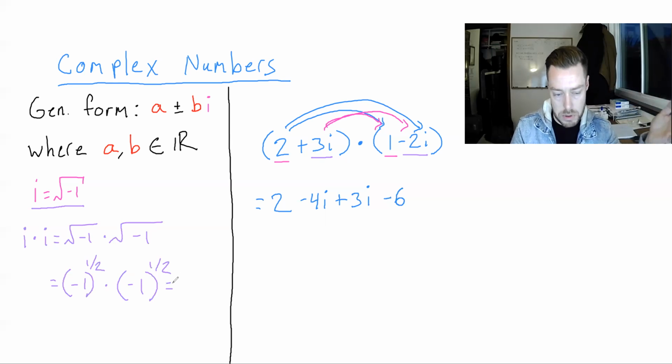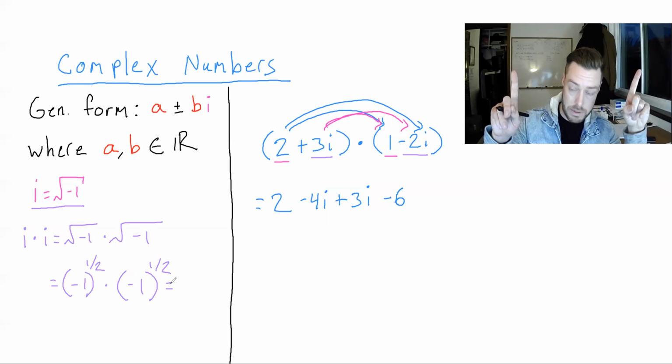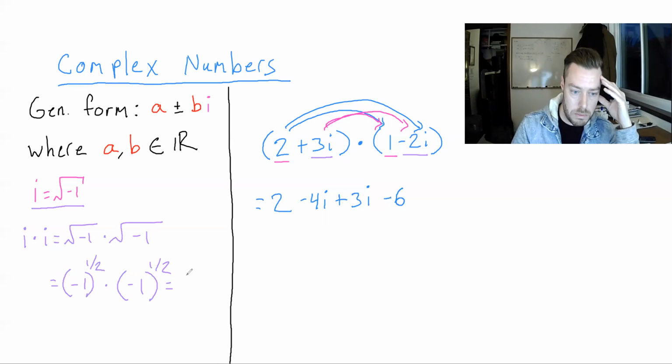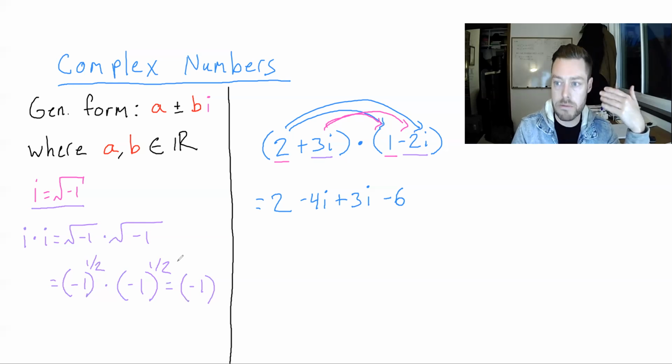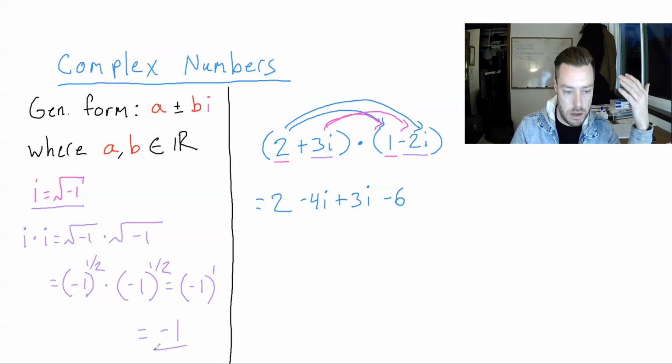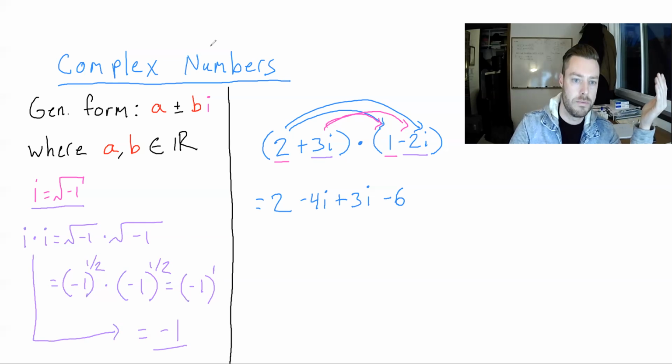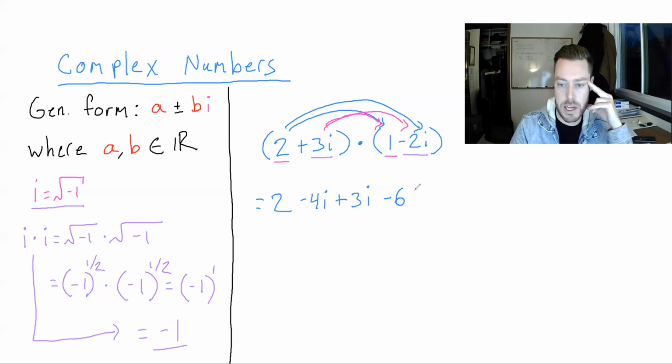Remember, when you're multiplying numbers together that have the same base, you add the exponents, right? So in this case, your base is still negative 1, but your exponent is going to be different. You're going to do 1/2 plus 1/2 because it's the same base. So 1/2 plus 1/2 equals 1. You have negative 1 to the first power, which is just equal to negative 1. Therefore, i times i is equal to negative 1. Cool. Now that we know that, let's multiply a negative 1 by this negative 6. Two negatives equal a positive, so we're just going to change that sign.